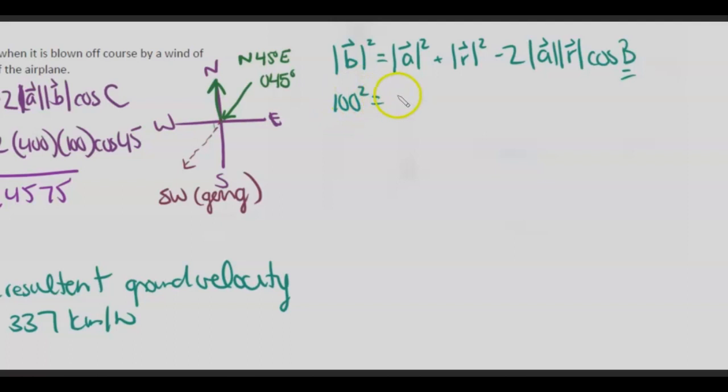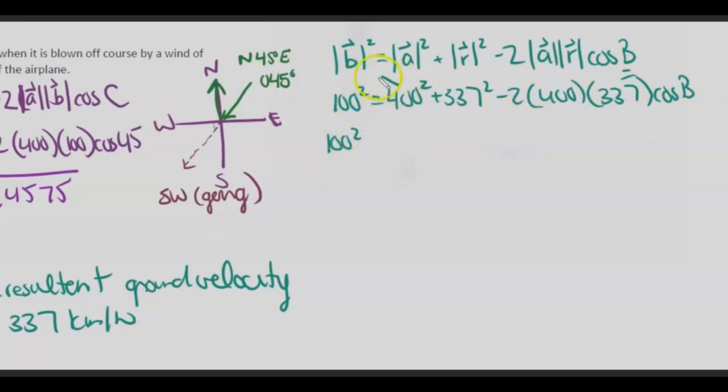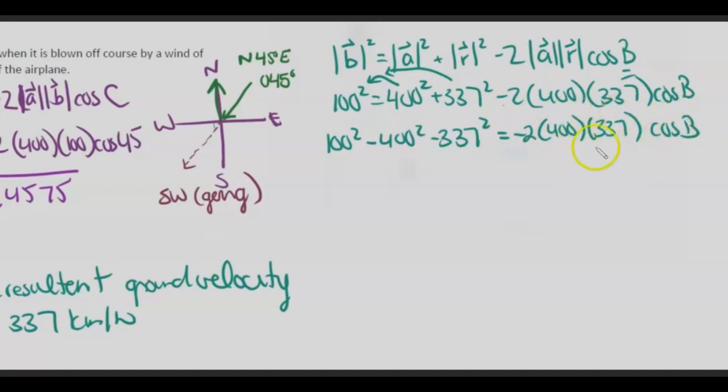So we get 100 squared equals 400 squared plus 337 squared minus 2 times 400 times 337 cos b. Okay, so I'm going to do 100 squared, and then I'm going to bring over, so minus 400 squared, and then we're going to go minus 337 squared. Okay, and I'm going to put that all in my calculator at once. Then I'm going to multiply negative 2 times 400 times 337. And then I'm going to leave that on that side.